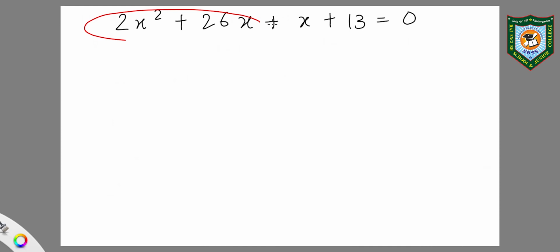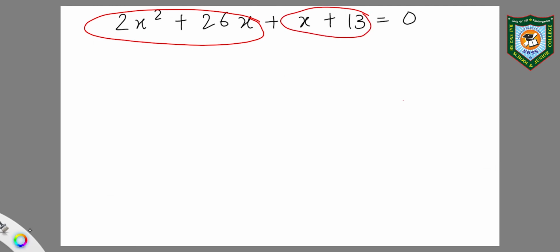So we have 2x square plus 26x plus x plus 13 is equal to 0. Now all we have to do is focus on two things: how to get factors here, and once I get factors from here, that should be equal to this particular term. So we're going to see how to do it.